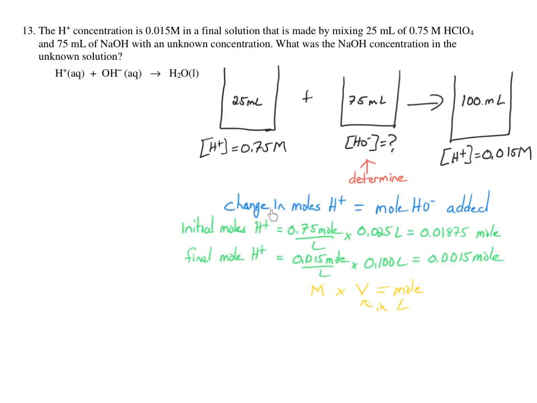And here's the key. The change in the number of moles of H+ ion is going to be equal to the moles of hydroxide that were added. Then once we know the moles of hydroxide that were added, because we know its volume, we can determine its concentration. We're going to determine the initial and the final moles of H+ by multiplying molarity times volume expressed in liters. When we do that, we see units of liters cancel, and we have units of moles.